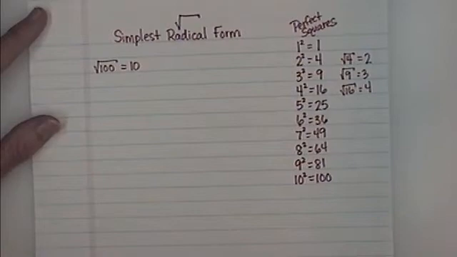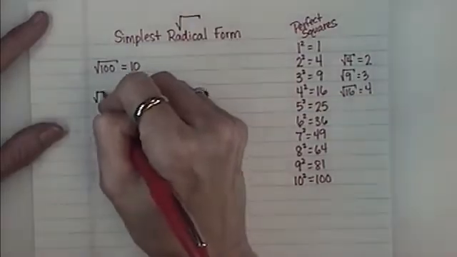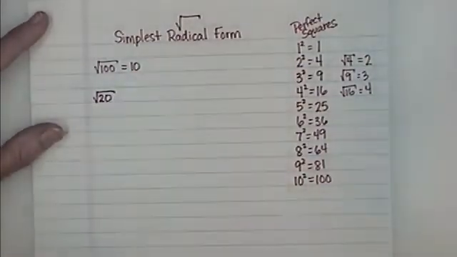All right, so how do we do simplest radical form? Well, I'm going to use the square root of 20 as my first example. So go ahead and write that down. You should be writing what I'm writing. Get a little closer here.